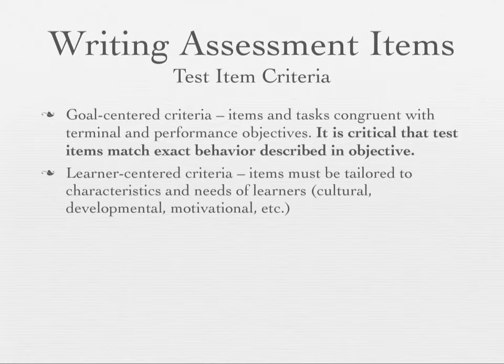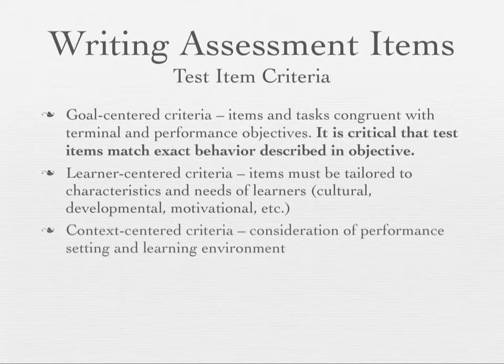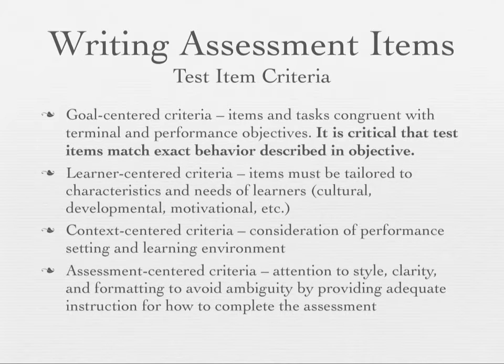We also have learner-centered criteria, whereby the items must be tailored to the characteristics and needs of the learner following your learner analysis. And these would be cultural needs, developmental needs, motivational characteristics, etc. Context-centered criteria refer to the consideration of the performance setting and the learning environment. And finally, assessment-centered criteria places attention on style, clarity in your instructions, and formatting to avoid ambiguity by providing adequate instruction for how to complete the assessment.